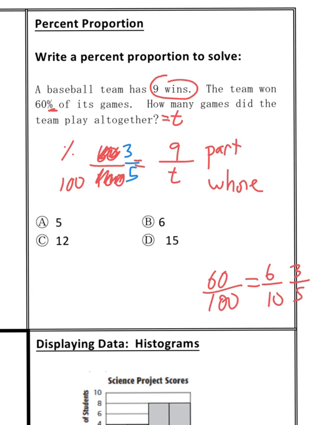Now this problem is going to be much easier to do because 3 times 3 is 9, 5 times 3 is 15. So my answer is 15. Remember, if you can't get from your fraction with a percent, 60 over 100, to the second fraction, try reducing it, and then it's often easier.